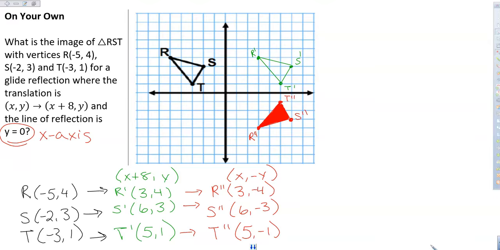All right, go ahead, take a second and check your work. If for any reason anything ended up wonky, make sure you check each of your steps to make sure that all of your points are in the correct spot. So if our translation is x plus 8 comma y, that means the entire triangle slid 8 to the right and not up and down at all. And then the line y equals 0 is the x-axis, so that means our y values just flipped sign. And in this case, they all went negative since all my original y values were positive.